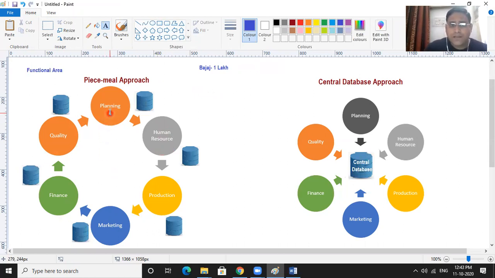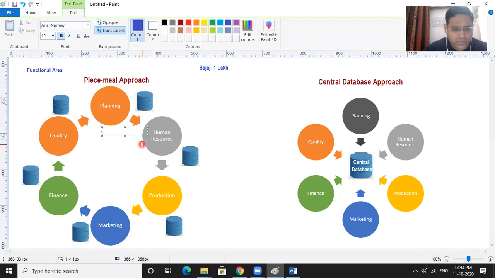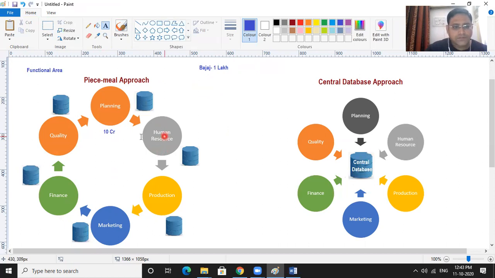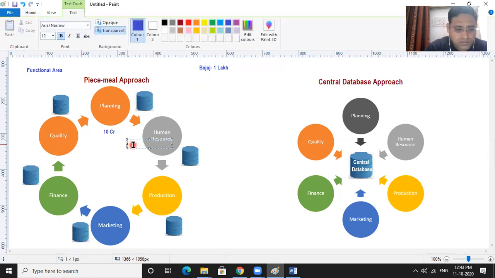So the planning department, this functional area, has decided that we are going to manufacture 1 lakh Pulsar bikes in the next month, and they have assumed it will cost around, let us suppose, 10 crore. Now the file will go to the human resource department. The human resource department will say 10 crore? No, it is not possible. We do not have the workforce. We have to do some recruitment as well. So this cost will go around 12 crore, let us suppose.